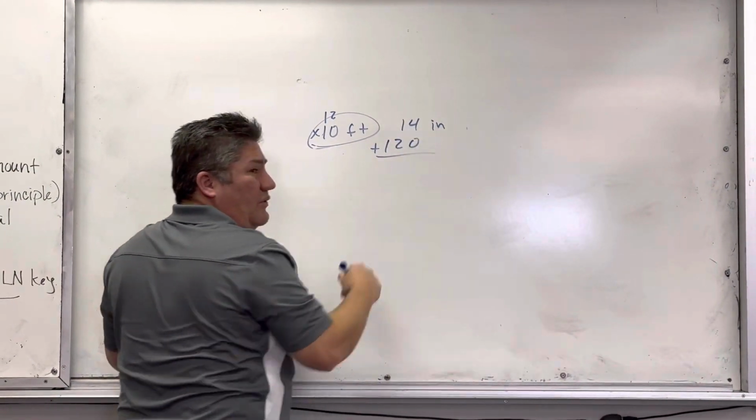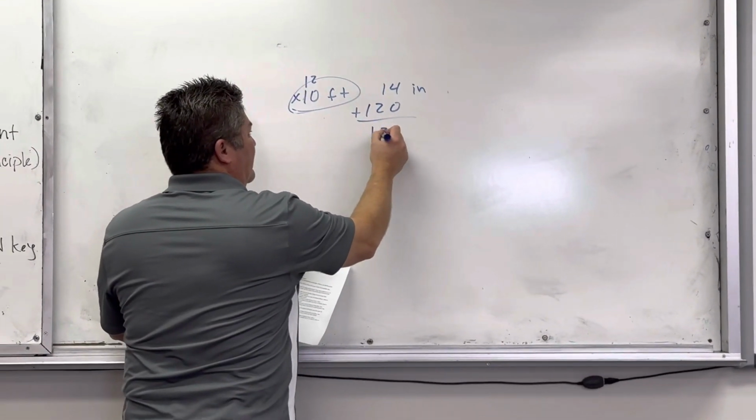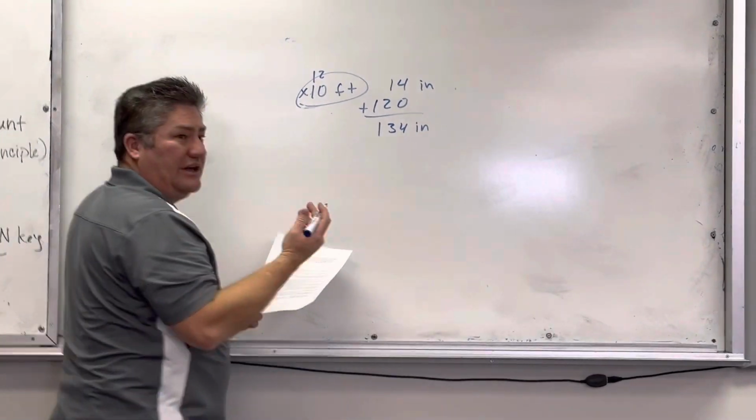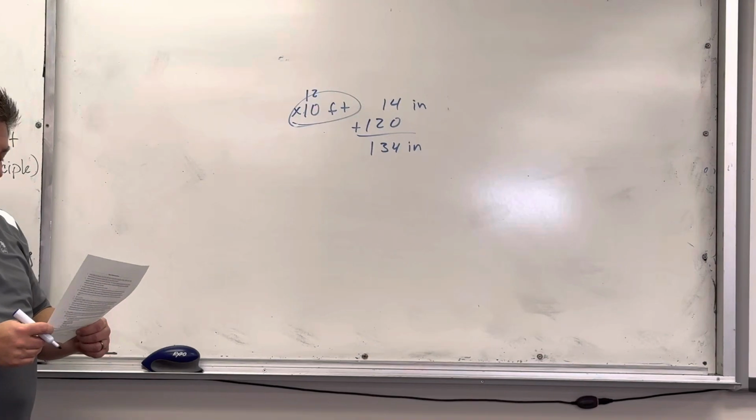Then I add that to the 14 I have on the side, and I end up with how many total inches? 134 inches. That was a lot easier, right? So that was number what? 27. Flash it down. 26.